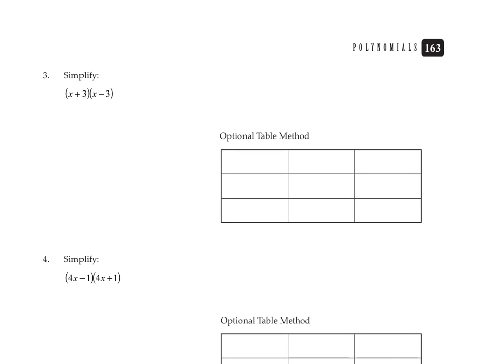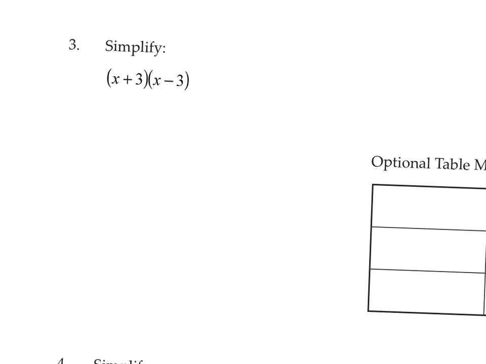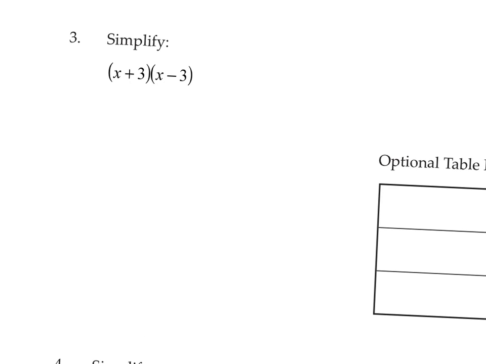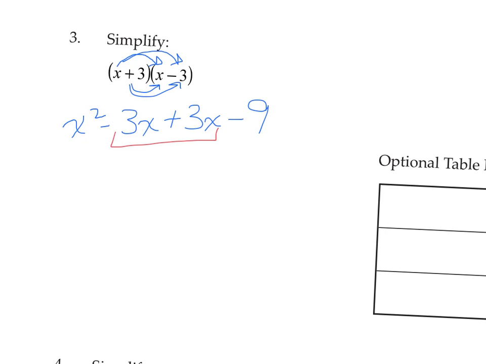Okay, we have 2 more examples on this page. A binomial times a binomial. We're still going to continue to do double distributive. So x times x is x squared. x times negative 3, negative 3x. 3 times x, positive 3x. 3 times negative 3, negative 9. And combining like terms in the middle, you're going to notice you have a negative 3x and a positive 3x. They cancel each other. They make 0. Negative 3 and positive 3 make 0. So your final product is x squared minus 9.